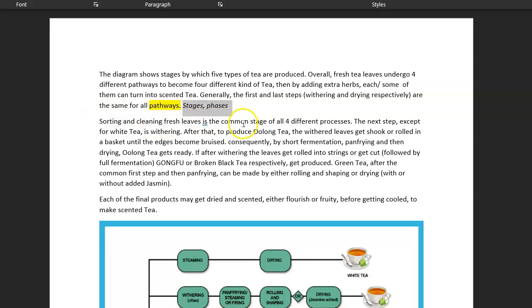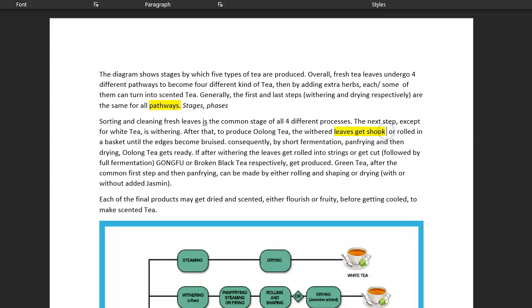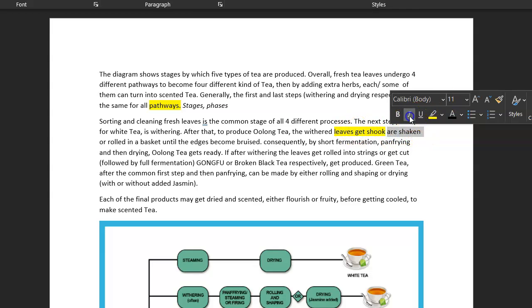Sorting and cleaning fresh leaves is the common stage of all 4 different processes. Good. Maybe you could say the common, okay, I was going to say the starting phase, but then sorting and cleaning, yeah. The next step, except for white, is withering. After that, to produce oolong, the withered leaves get shaken. Now, yes, you're trying to use a passive, but don't use get. Use the proper passive, which is are shaken. So use the verb to be rather than the verb to get. So are shaken and rolled in a basket until the edges become bruised.